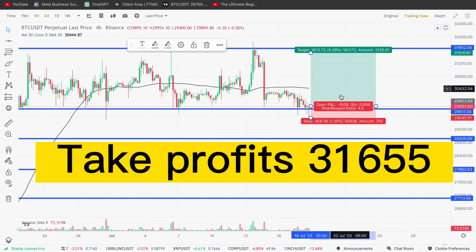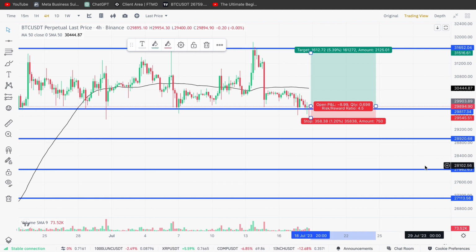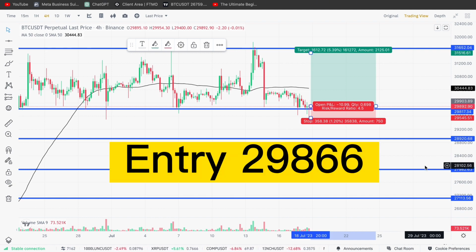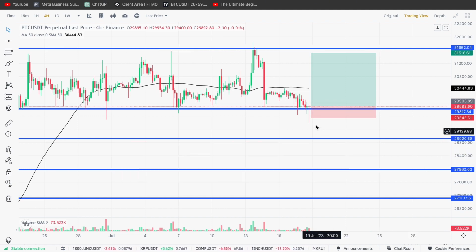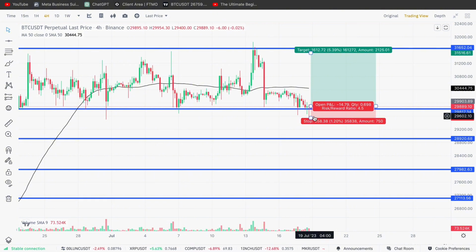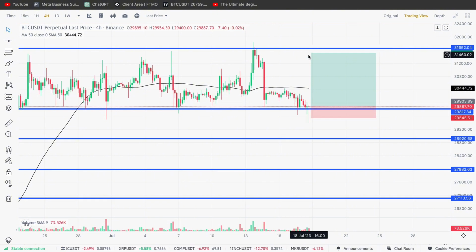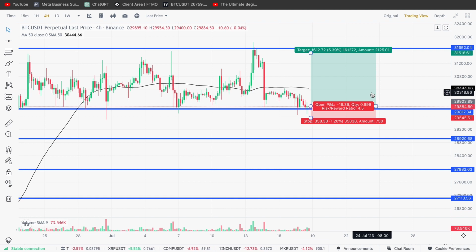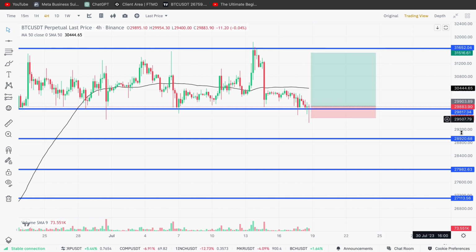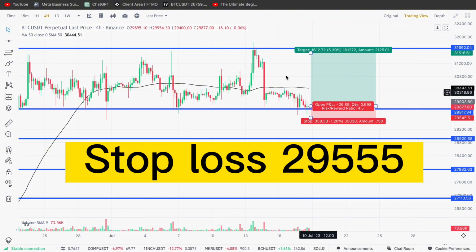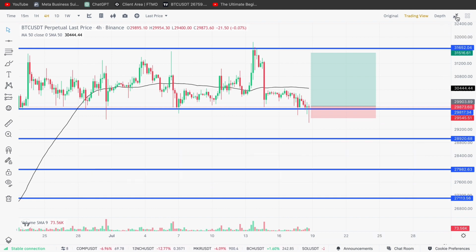So this is where our target will be $31,650. Then our entry price will be $29,866, and our stop loss will be, we are risking 1% of our account to make 5%. Okay, so that's good for a trader. If you don't even know what you are doing, at least at the end of the day you'll be profitable. So what we can do is we are going to add our stop loss, where our stop loss is around $29,545.